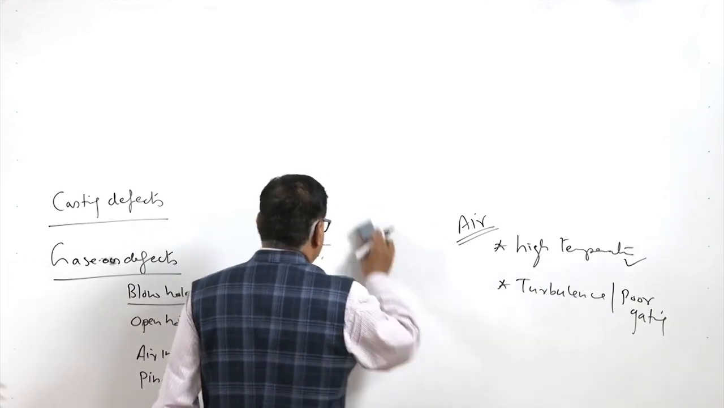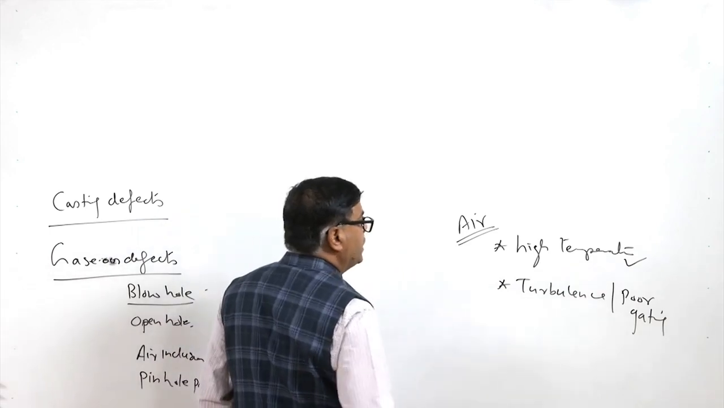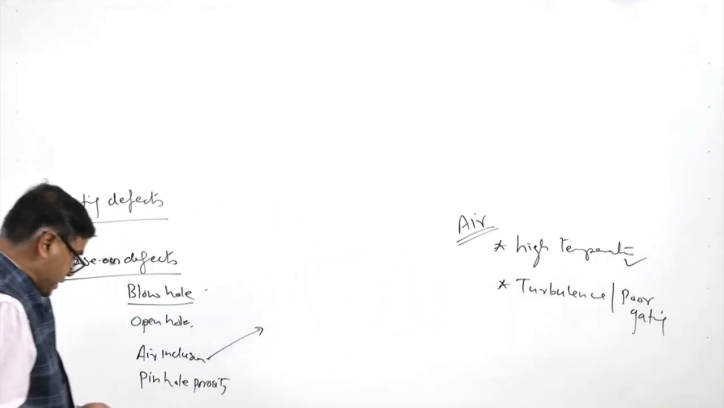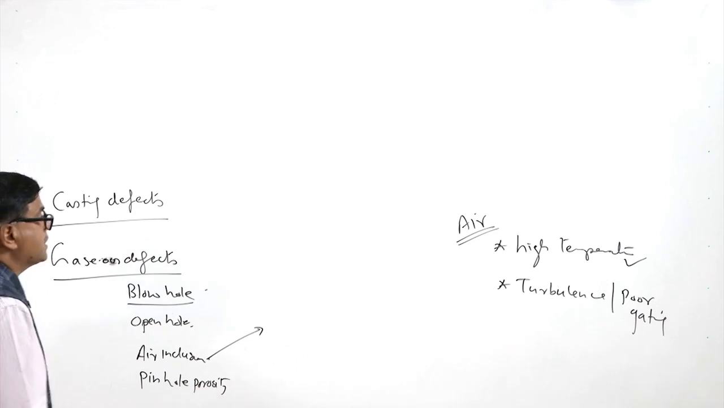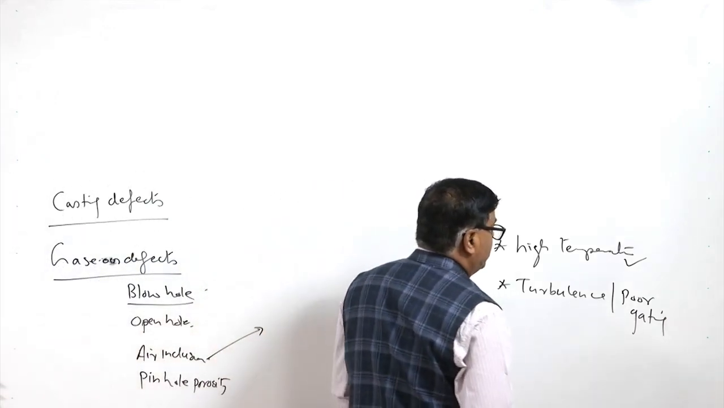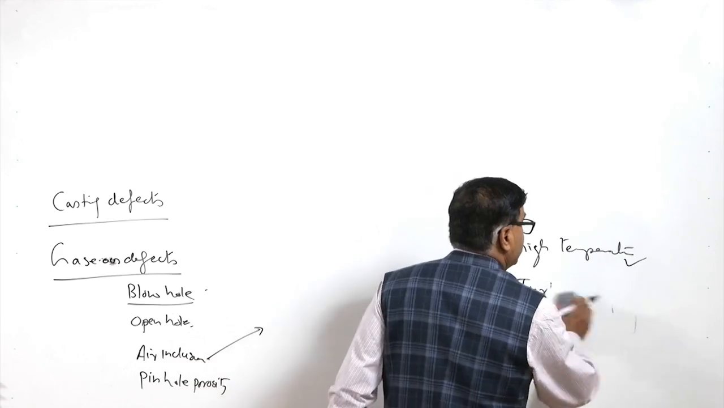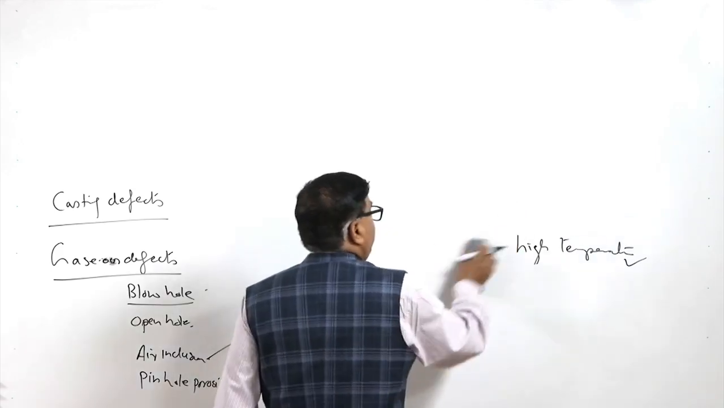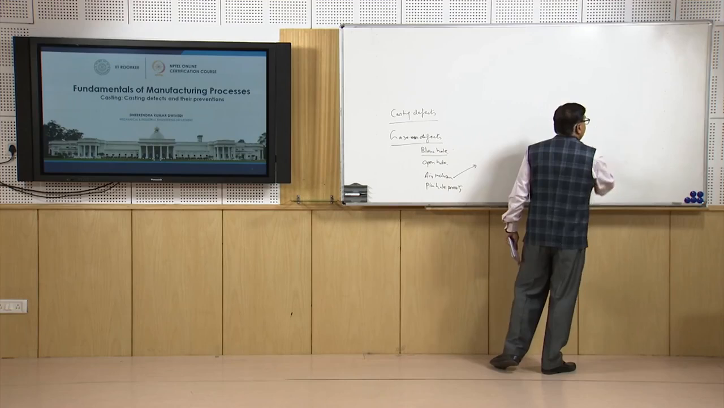So, we need to control the proper pouring temperature for this purpose, and the gating system needs to be improved, so that the turbulence can be reduced in order to avoid unnecessary aspiration of gases and air into the molten metal.